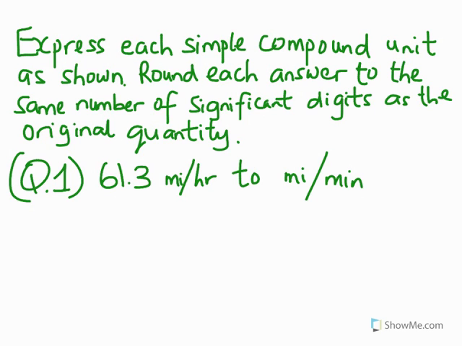Now what I mean by simple compound unit is that we are given miles per hour and we are told to convert to miles per minute. So only one unit would change in this case, right? We are given two units, but only one unit would change. The miles does not change, but the hour would change to minute. We have to convert the hour to minute. So how do we go about solving this question 1?